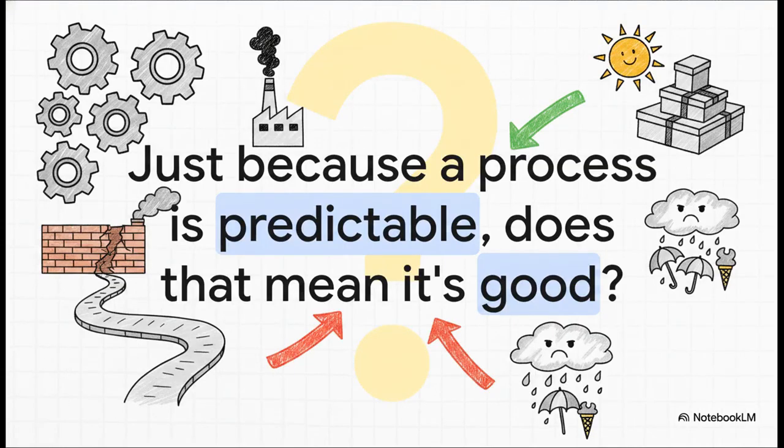Okay, so all that predictability brings us to the big question. Just because a process is stable, just because you know what it's going to do tomorrow, does that automatically mean it's good? I mean, you could have a process that is predictably making bad parts, right? So this is what we're digging into today: how we bridge the gap between knowing how our process behaves and knowing if it's actually delivering what our customers want.